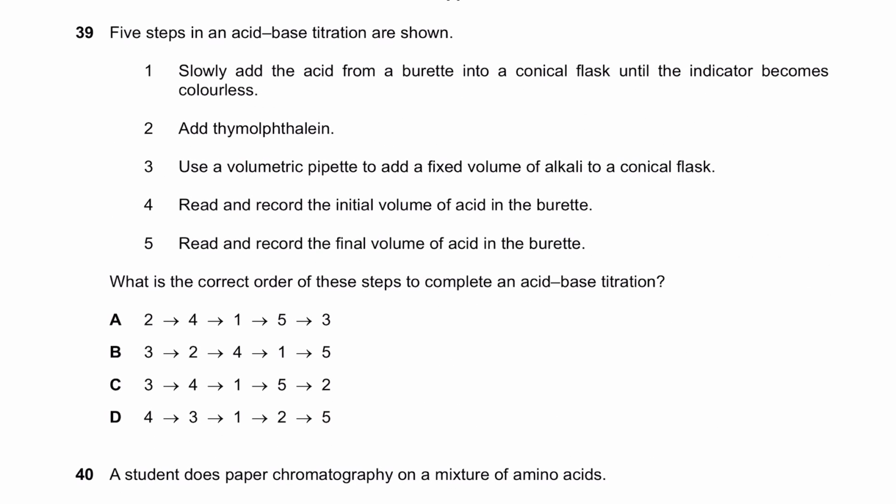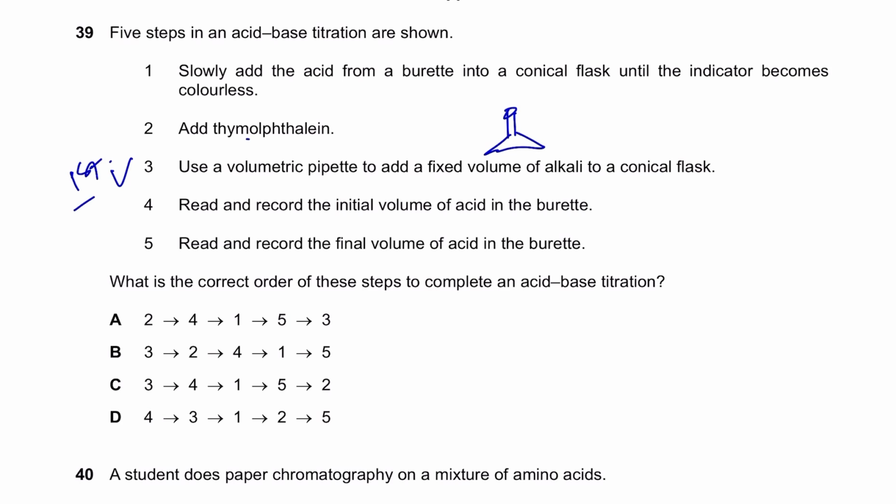39 says 5. I'm just tired, man. 5 steps in an acid-base titration. So what is the correct order of completion? Slowly add the acid. No, that's not the first. The first step is you use a volumetric pipette to add a fixed volume of alkali to a conical flask. Yes, that's the first step. I agree with this. I can call this a first step for now.